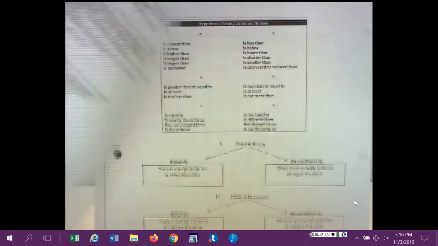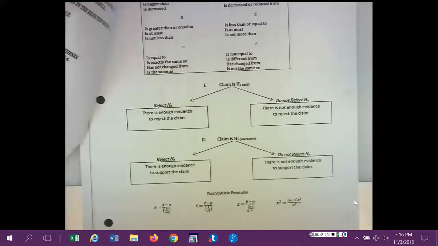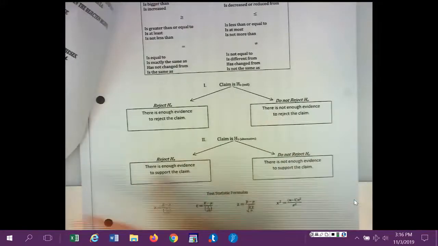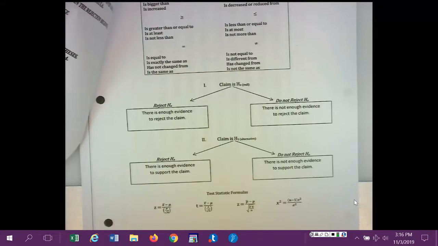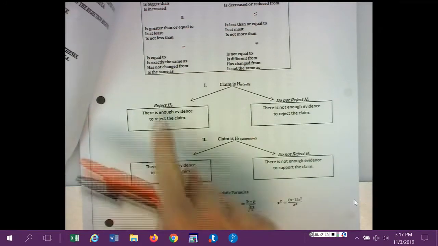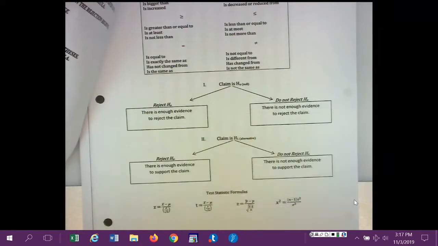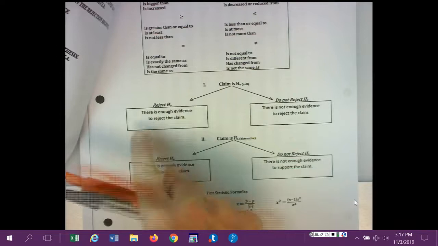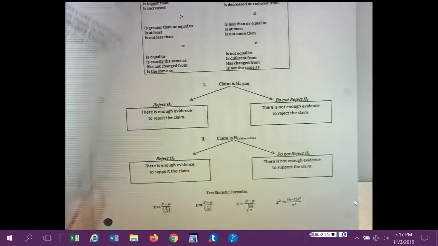So your summaries depend upon the claim, what you're testing, the claim about the population parameter. And therefore, in summary, your summary is always about your claim statement. Decision, you reject the null or do not reject the null, but the summary statement is always about the claim.